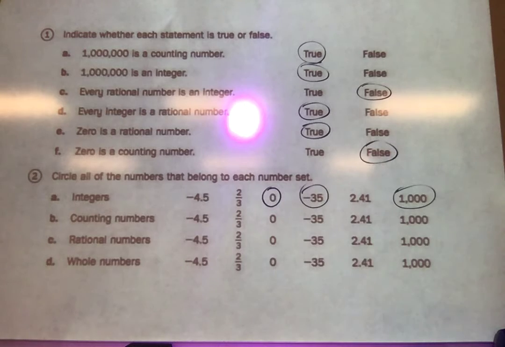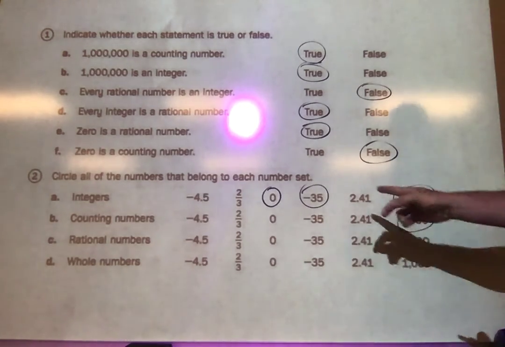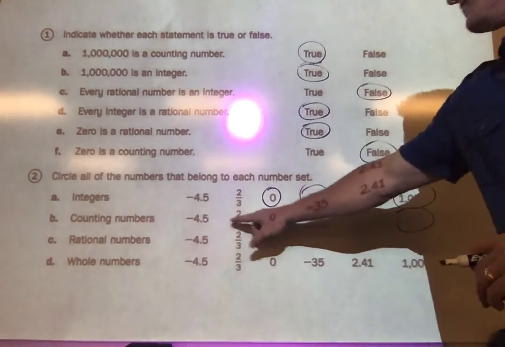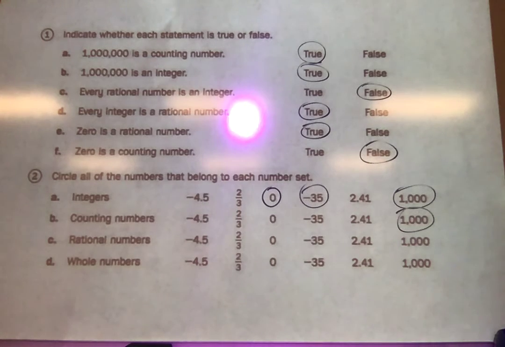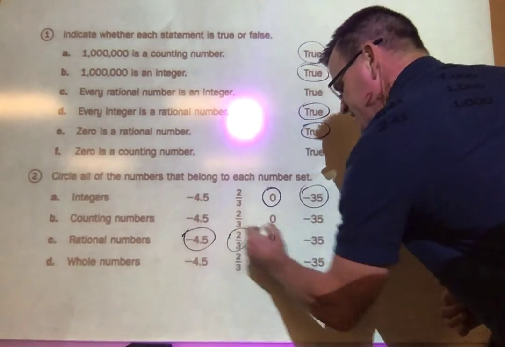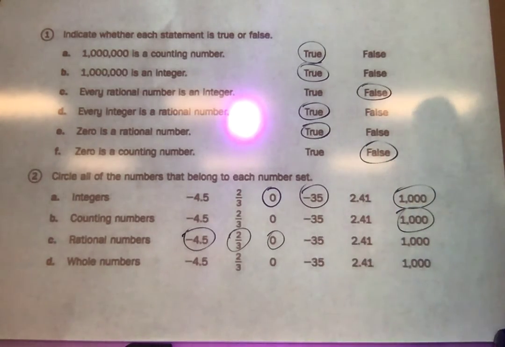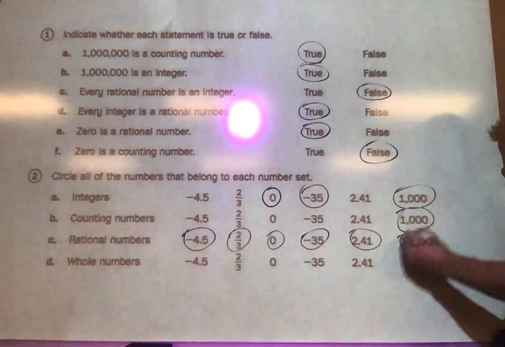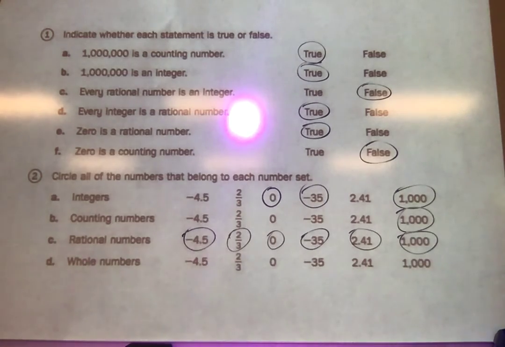Question B, looking for your counting numbers, numbers you can count. In this case, the only one is 1,000, because these are not counting numbers like 1, 2, 3, 4, 5. We've got some negatives here and some fractions, so those are not counting numbers. Rational numbers are any numbers that can be fractions, and in this case, every single one of these could be a fraction by placing a 1 under them as the denominator, so all of these are rational numbers.